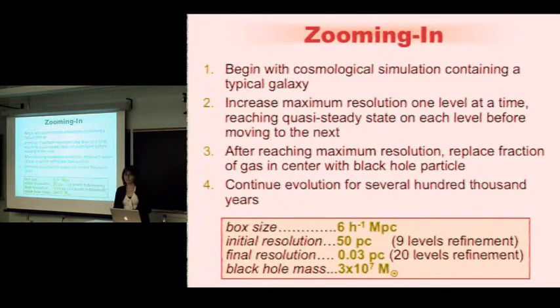are you sure there's enough time to reach these steady states on these large scales before the smaller stuff kind of kicks in? It seems a little counterintuitive. Maybe we'll talk more about it.